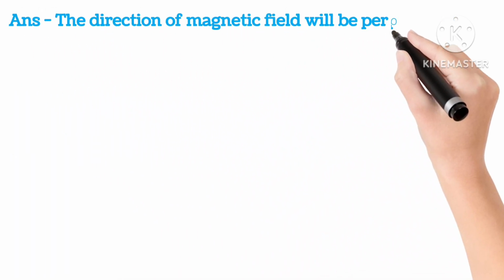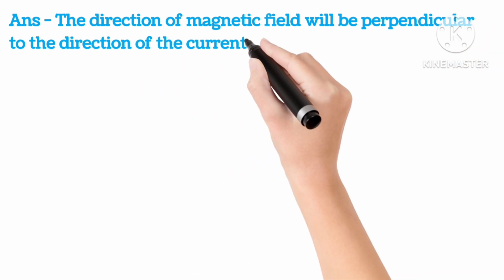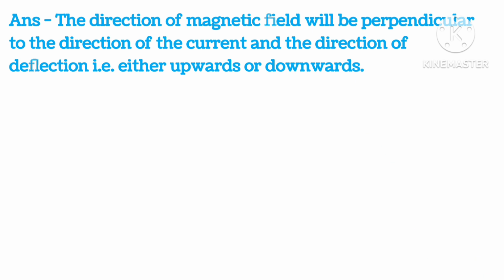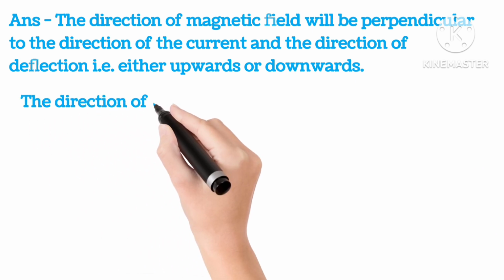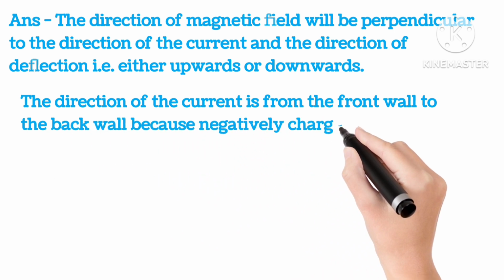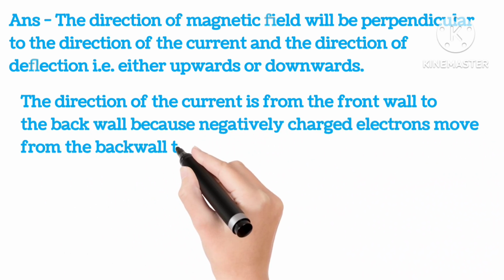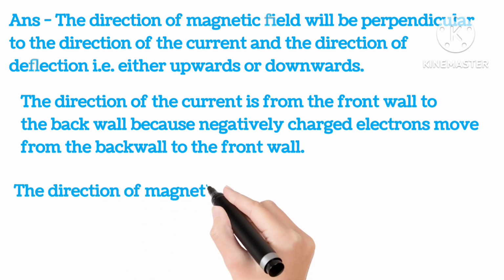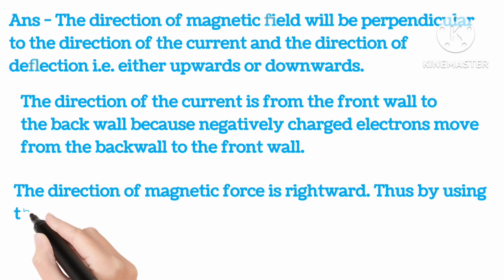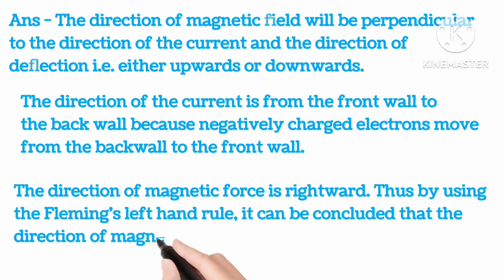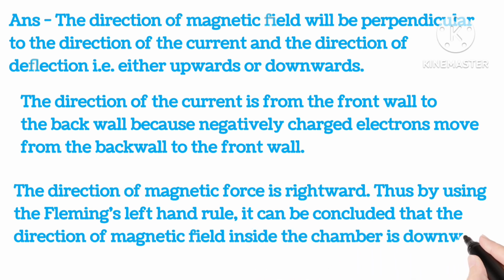The direction of magnetic field will be perpendicular to the direction of current and the direction of deflection, that is either upwards or downwards. The direction of current is from front wall to back wall because negatively charged electrons move from back wall to the front wall. The direction of magnetic force is rightwards. Thus, by using Fleming's left-hand rule, it can be concluded that the direction of magnetic field inside the chamber is downwards.